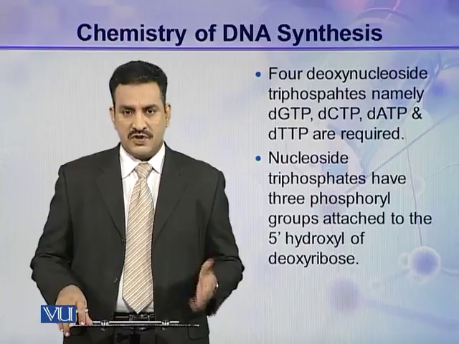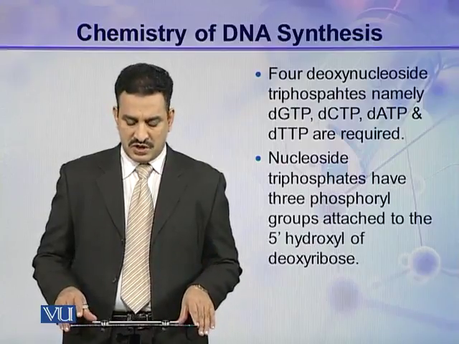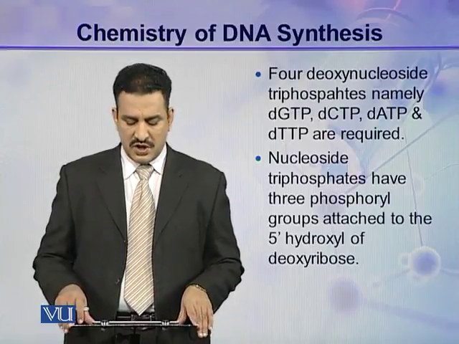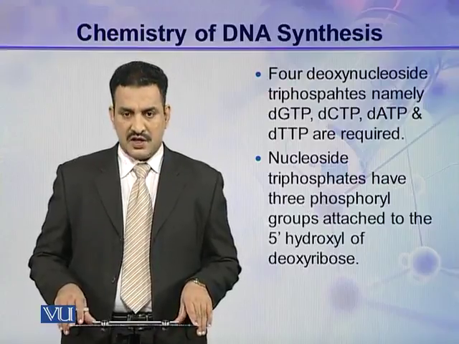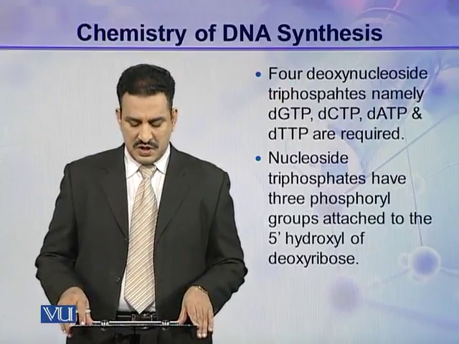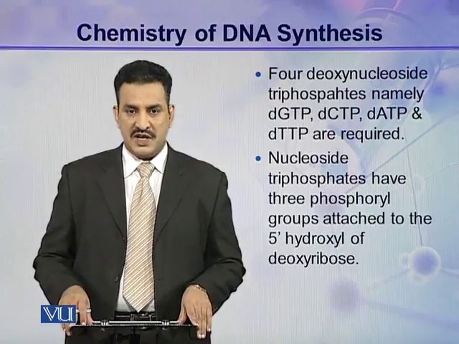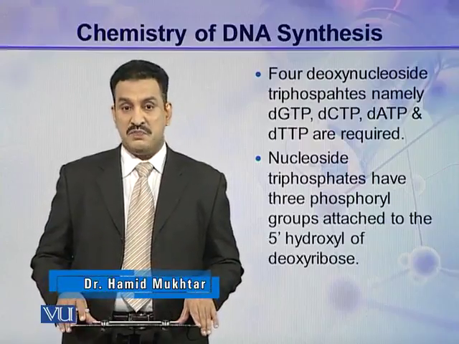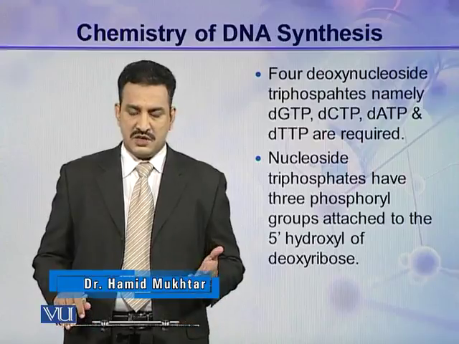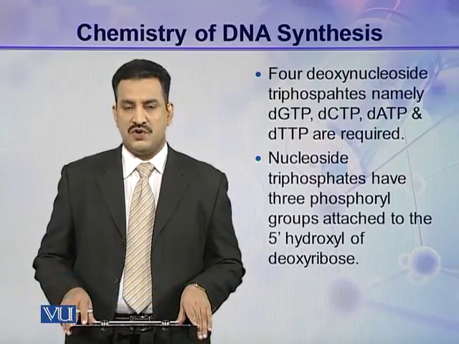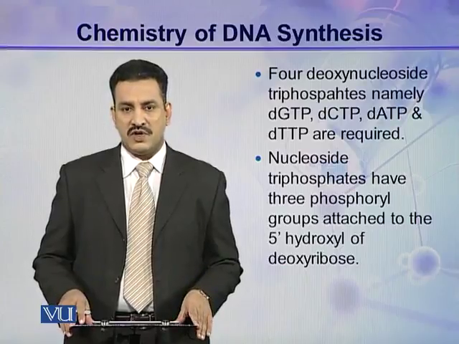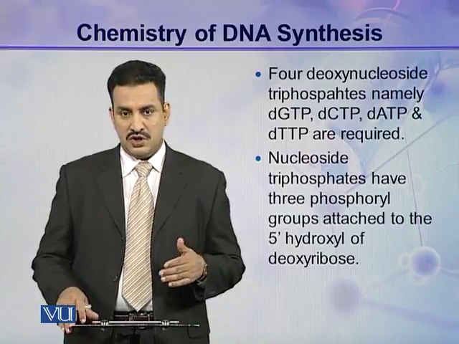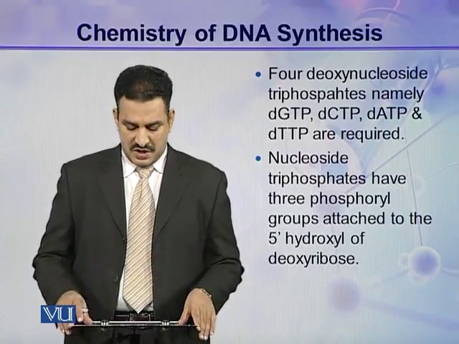So in case of the first requirement, which is deoxynucleoside triphosphate, there are four types of deoxynucleoside triphosphates, and they are named as dGTP, dCTP, dATP and dTTP. These four dNTPs are required. So dNTPs means deoxynucleoside triphosphates. I hope you are aware of these deoxynucleoside triphosphates. These are the nucleotides which are present.